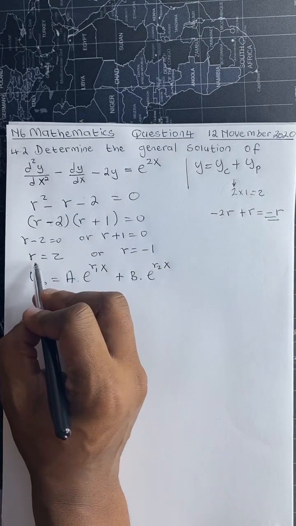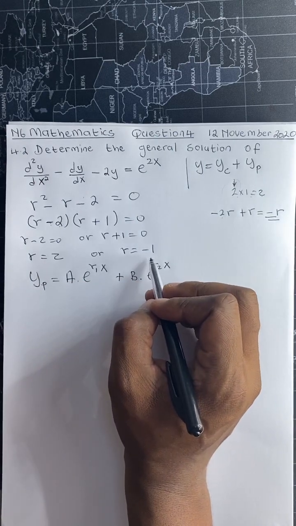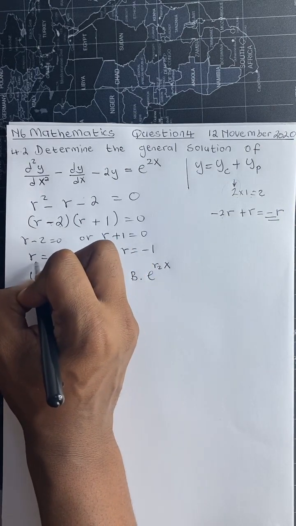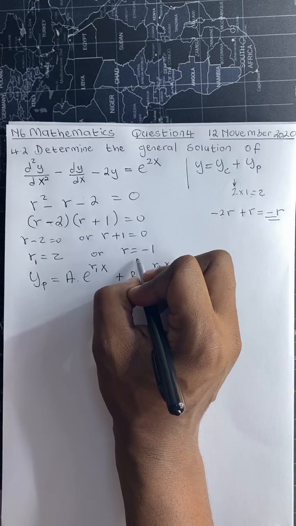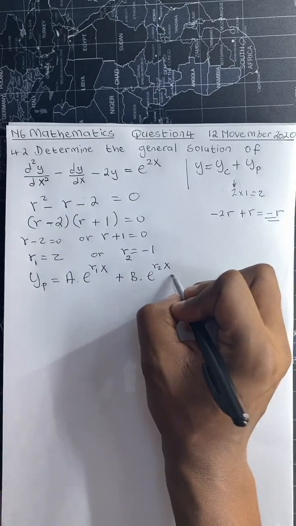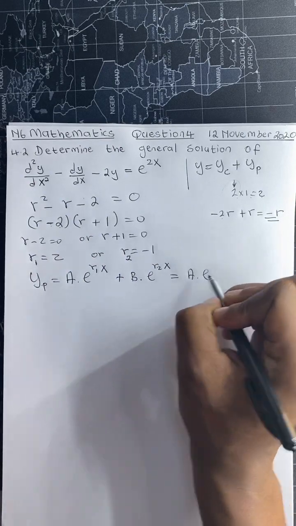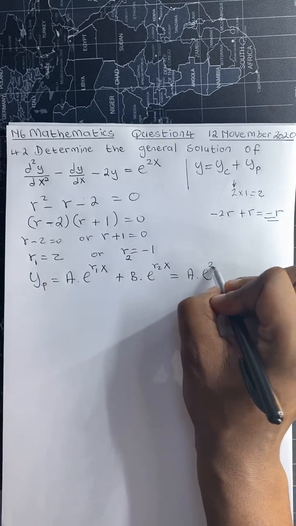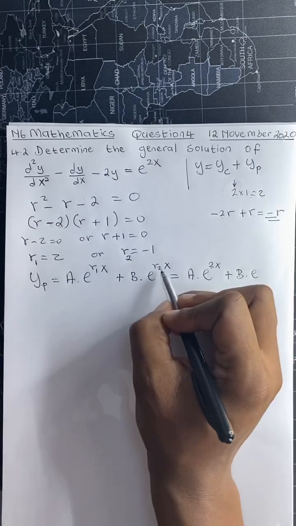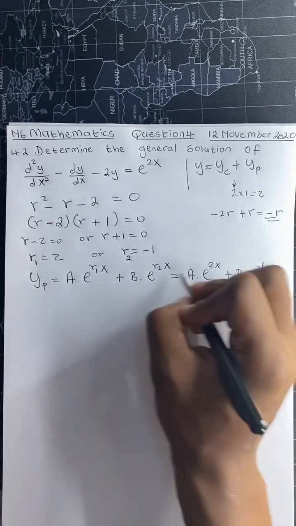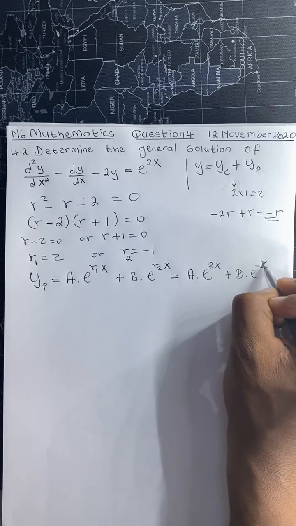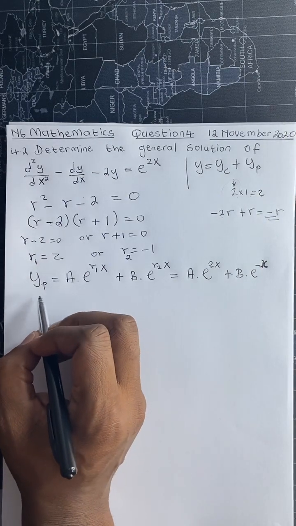So we choose between r equals 2 and r equals negative 1, which one will be equal to r1. Let's choose r equals 2 as our r1 and r equals negative 1 as our r2. You can choose this one to be your r1 and that one to be your r2. The choice is yours. So r1 multiplied by x is equal to 2 multiplied by x. R2 multiplied by x is equal to negative 1 multiplied by x, which will be equal to negative x. So this is our general solution.